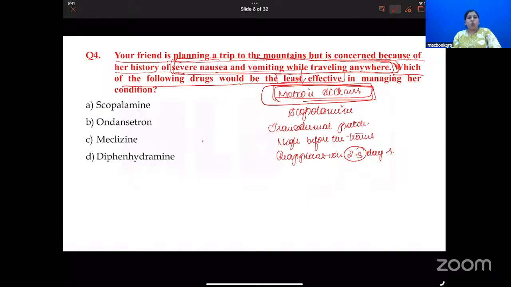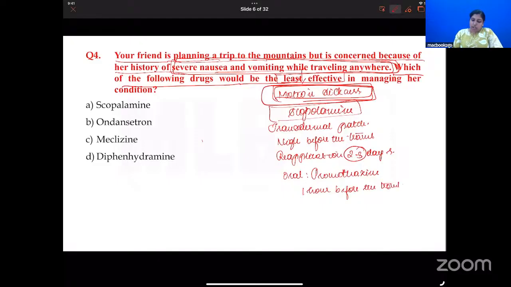What is another drug, an oral drug, which is available? This is the primary drug of choice, a transdermal patch. What is the oral drug which is available for motion sickness? Any answers from your end? That is your promethazine. Promethazine is the oral drug which we administer for motion sickness, 1 hour before the travel.